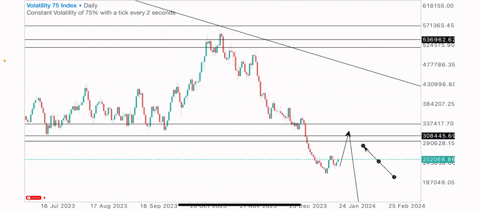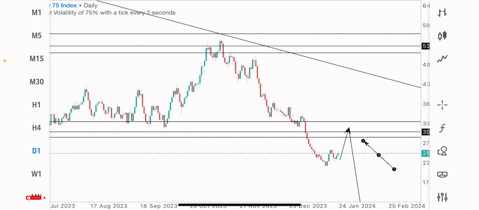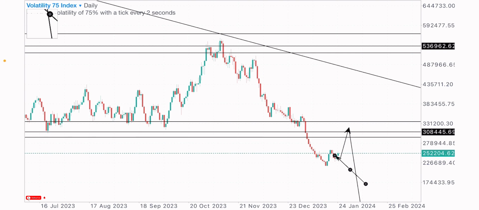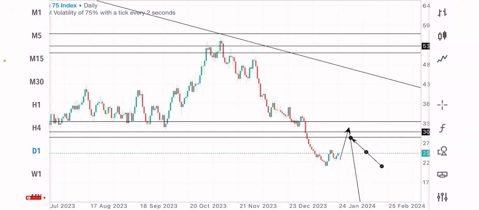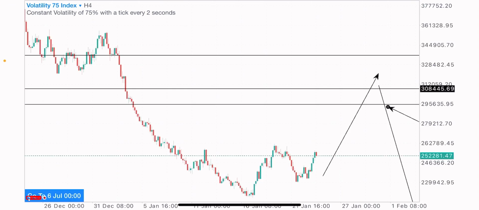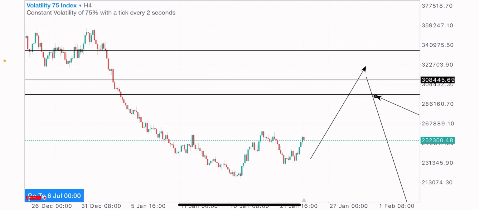So how do we approach this index? How do we get into the trade? How do we take advantage of this trade opportunity of these long-term sells? Remember, for us to get the sells from our expected zone, we have to get price to move to the upside. So let's go to the 4-hour time frame to have another view on this index.